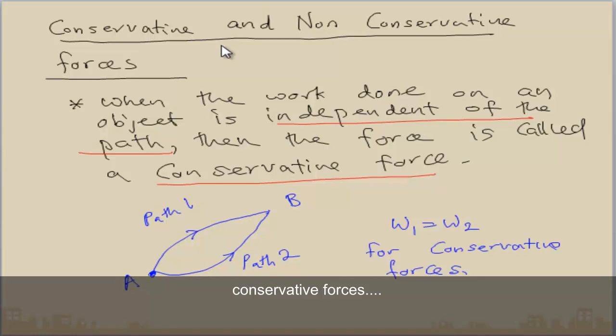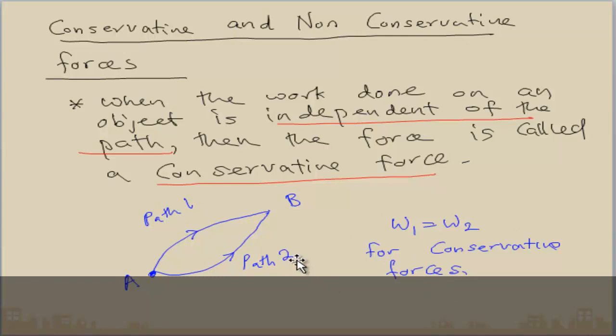There are two types of forces in nature, conservative forces and non-conservative forces. The difference between the two is that when the work done on an object is independent of the path, then the force is called a conservative force. For example, if we move an object from point A to point B, taking two different paths, path 1 and path 2, but the work is the same regardless of the path you take, then we say the force is a conservative force.